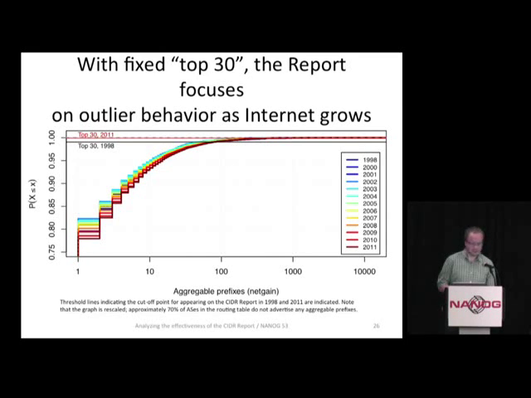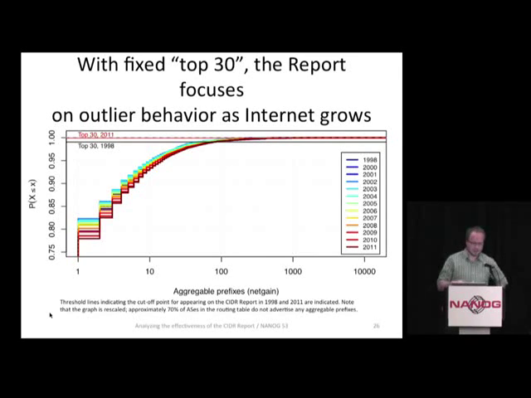As you can see, it hasn't changed much. It's not as though the top has changed and the people have become much worse. It's just the number of ASes in the system have grown. And what this means is that with the fixed top 30, the top 30 of 30-some thousand ASes now is much more extreme than the top 30 of a few thousand ASes back in the mid-90s.